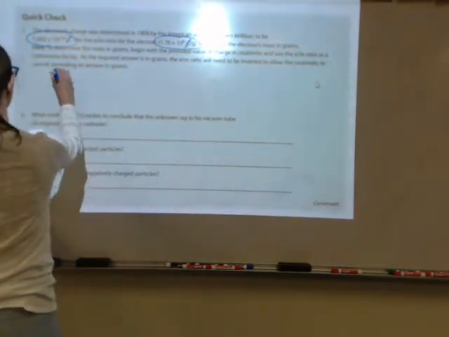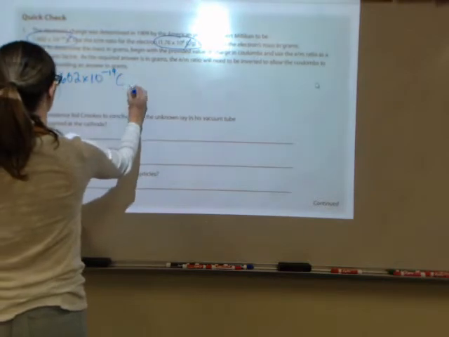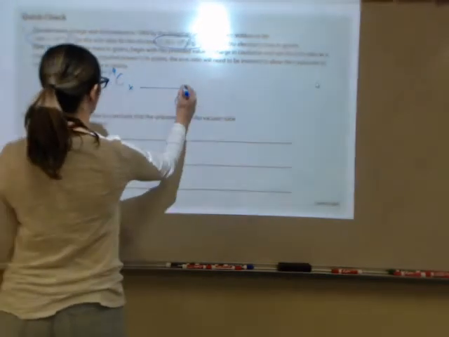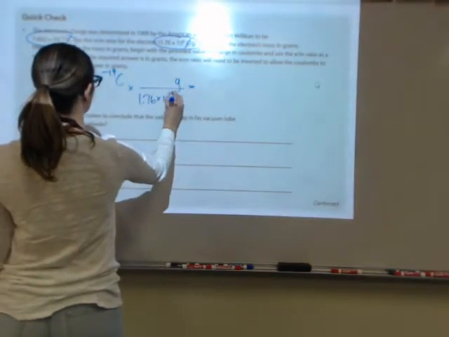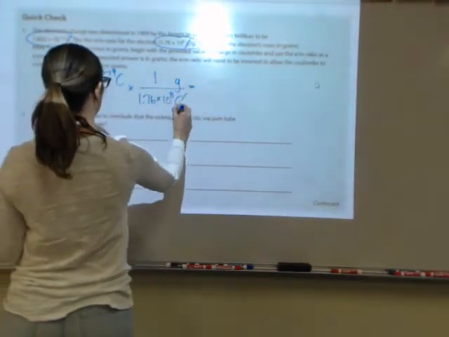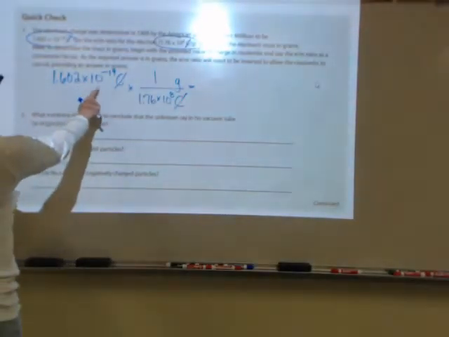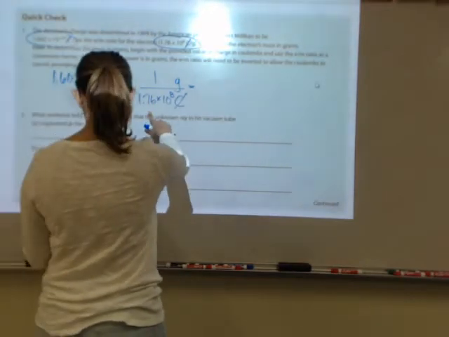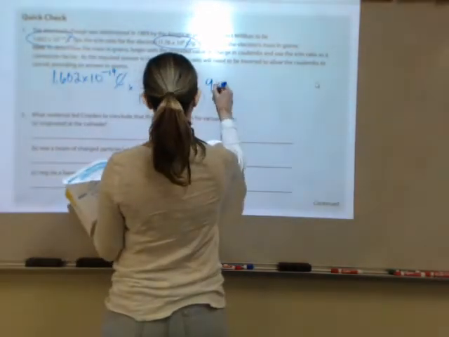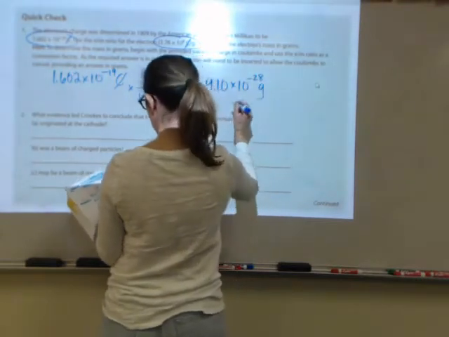So I'm going to go ahead and start with 1.602 times 10 to the negative 19 coulombs. Put the coulombs on the diagonal and grams on top. The 1.76 times 10 to the 8th goes with coulombs. The 1 goes with grams. This would be 1.602 E negative 19 divided by 1.76 E 8. You're going to get 9.10 times 10 to the negative 28 grams.